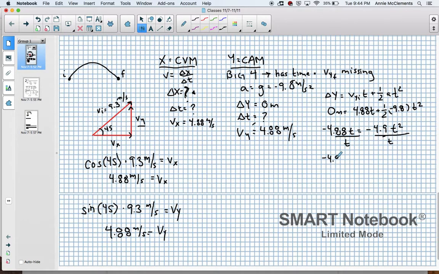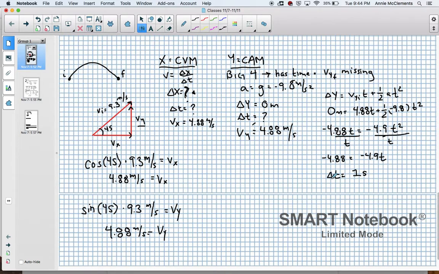Negative 4.88 equals negative 4.9t. Divide both sides by 4.9, and you're going to get that time equals about 1 second, right? So the soccer ball's in the air for about 1 second. Cool, we've solved for the change in time. But we're not done yet, right? The question was asking us about displacement horizontally.